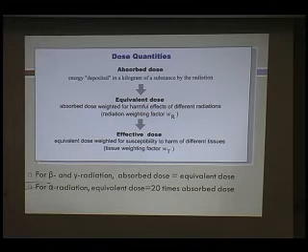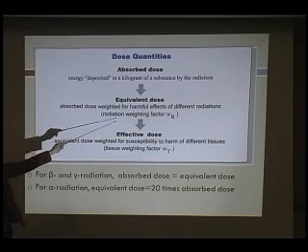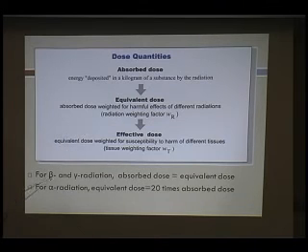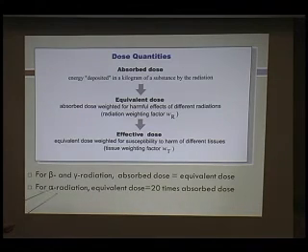So for example, with beta and gamma radiation, the absorbed dose is the same as the equivalent dose. That's because the weighting factor is only 1 for these two, for beta and for gamma. So those are equivalent. But for alpha radiation, which again is going to be more harmful inside, this equivalent dose is actually 20 times the absorbed dose because the weighting factor is 20. So you end up getting a higher equivalent dose for the alpha than you would for the beta and the gamma.